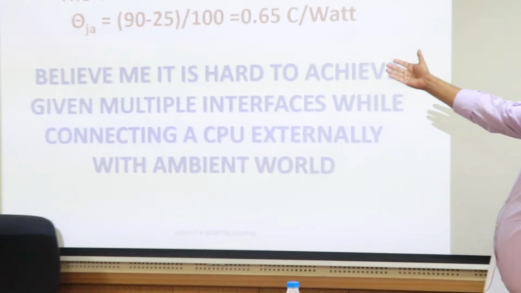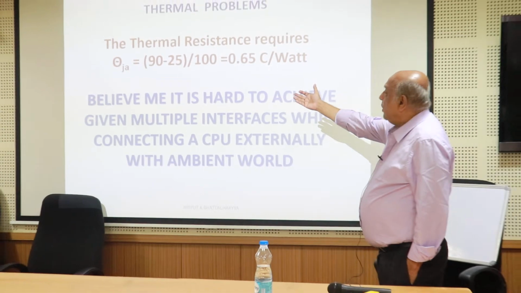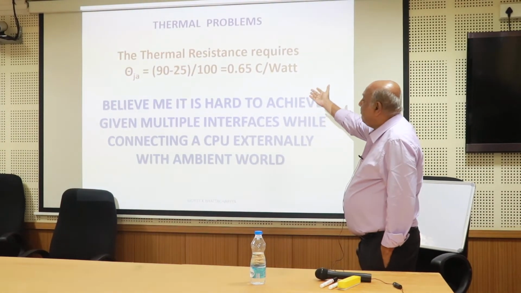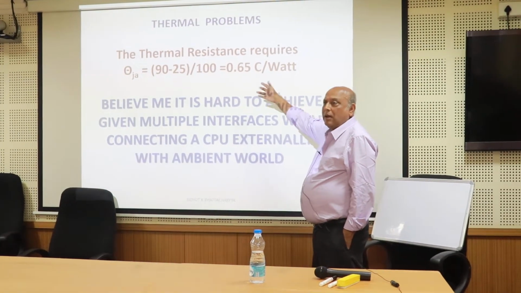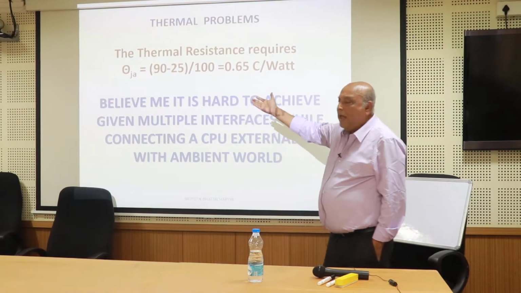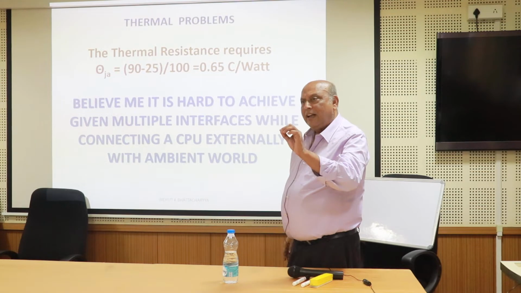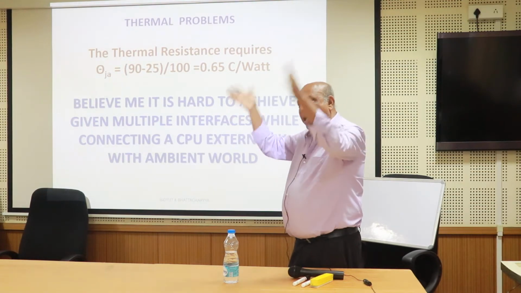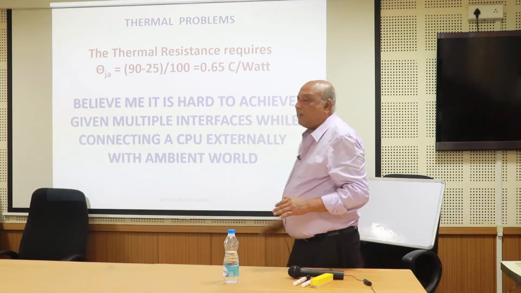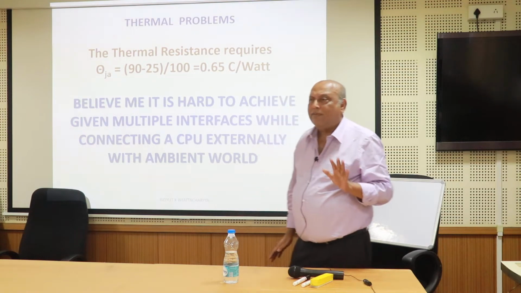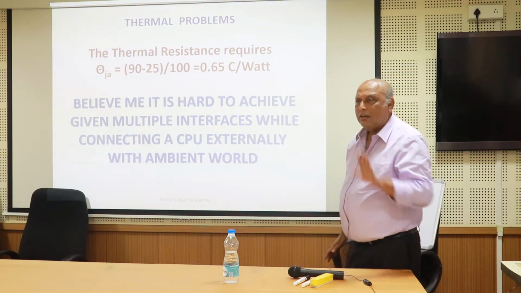So I just gave that example already: (90 minus 25) divided by 100, which is 0.65 C per watt, right? I was saying 125, but actually it is 90 degrees. The junction can see only 90 degrees. It's basically KVL theory or some problem you had in high school. 0.65. Let's see what the numbers are in real life. We'll see it; we'll have a plot.